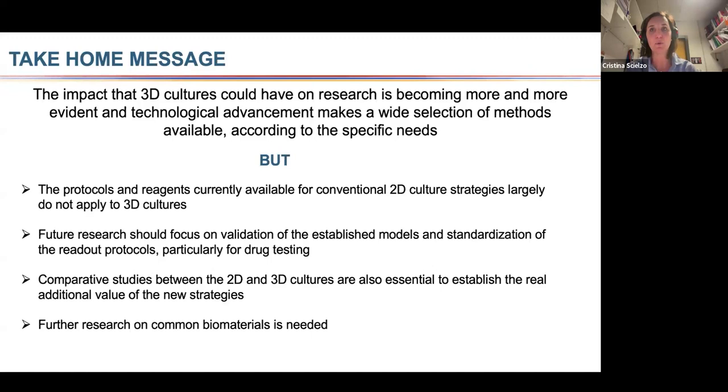I showed you that the response is different in 3D. And comparative studies between 2D and 3D are really needed to establish not so much if 3D is better, but in what it's different. And further research on common biomaterials is really needed if we want to implement the system for disease modeling and include the microenvironment.